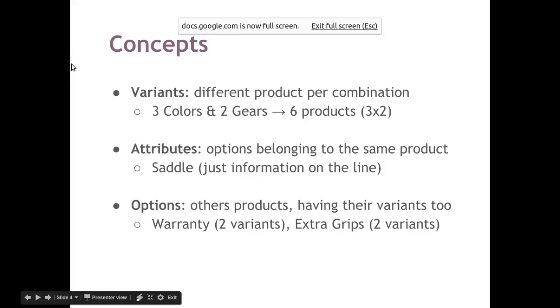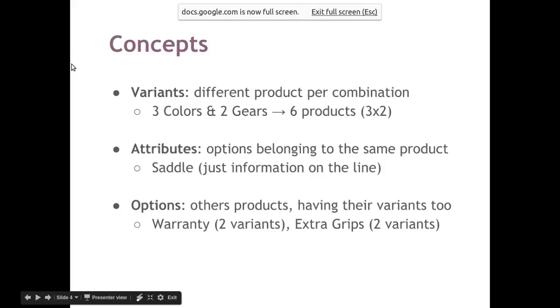The second concept is the attributes. In our example, the saddle is an attribute. These are options which belong to the same product but do not create a product. In the case of variants, in our inventory, you really have 6 different products. But the saddle is an option which does not impact the product database. So you still have 6 products with 2 possible saddles.